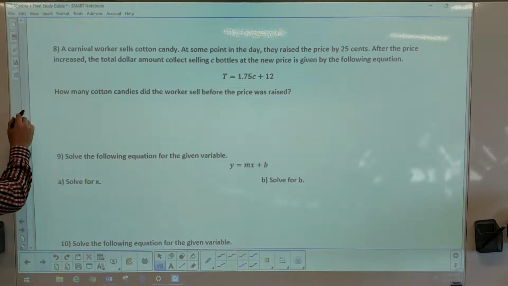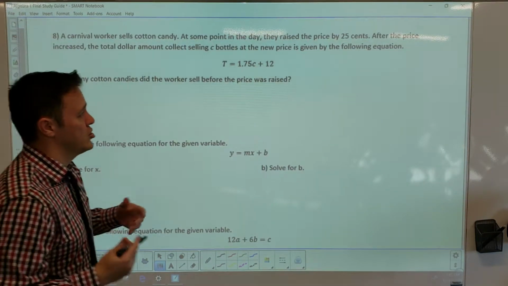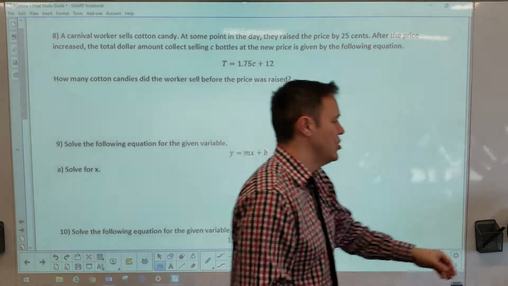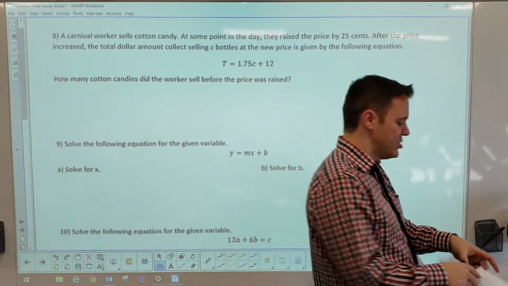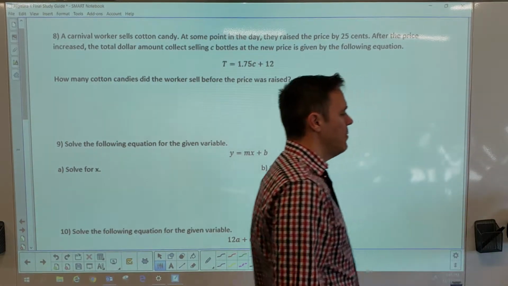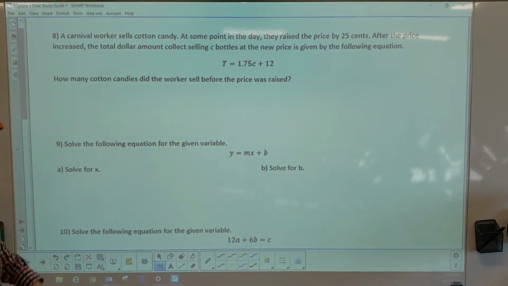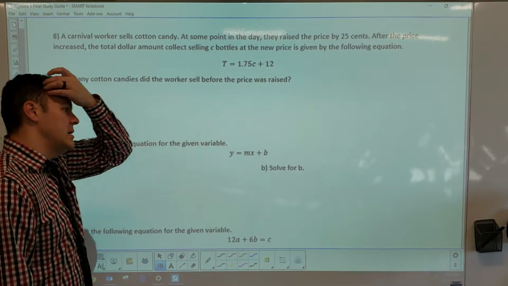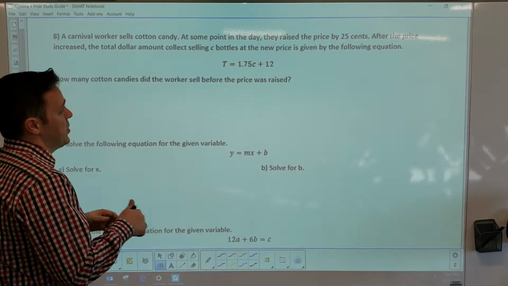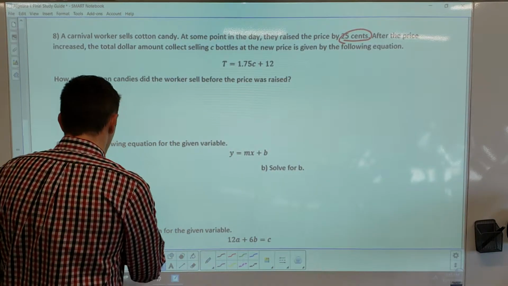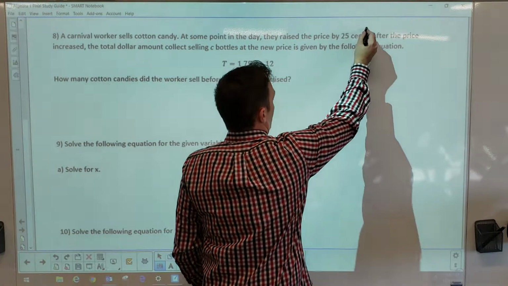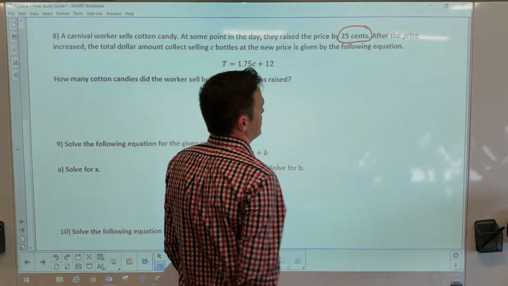Okay, number 8. This was one of the trickiest ones in relation to how we actually needed to solve this, okay? I got my answer sheet over here because I wrote it out. Big thing with this, carnival worker sells cotton candy. At some point in the day, they raised the price by 25 cents. That's a big indicator for us, okay? So we're starting off with an original price, and then somewhere along the line, we raise it by 25 cents.